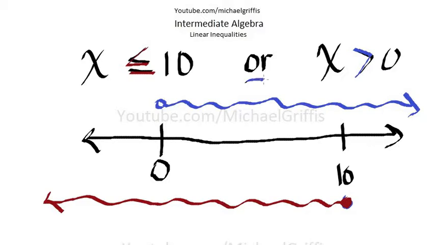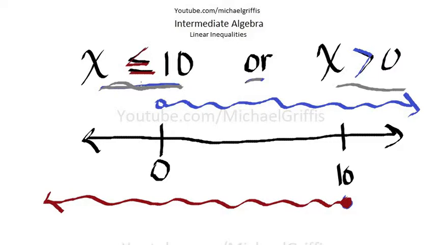Now we're using the word "or". In other words, if we were using "and", when we pick a number on the number line, it should satisfy x is less than or equal to 10, and it must satisfy x is greater than 0. But in this case, we're using "or". And "or" means it can satisfy x is less than or equal to 10 or x is greater than 0. Or it could satisfy both of them at the same time. Yes, "or" gives you some options.